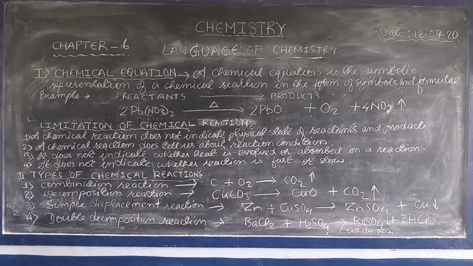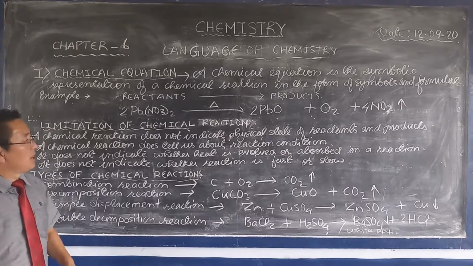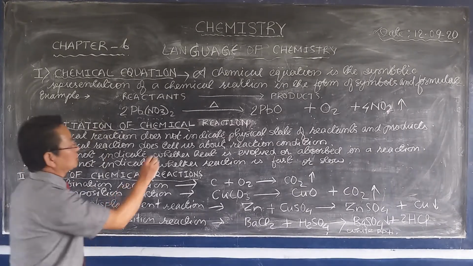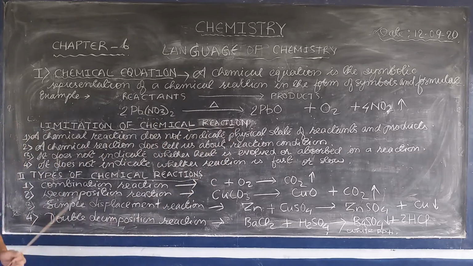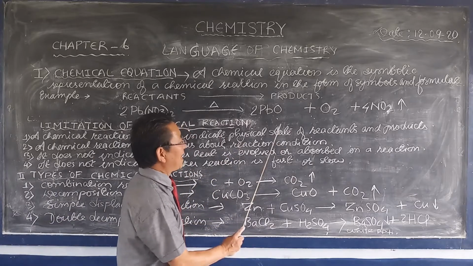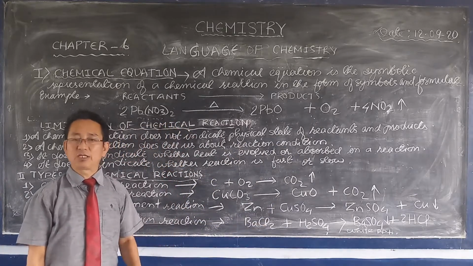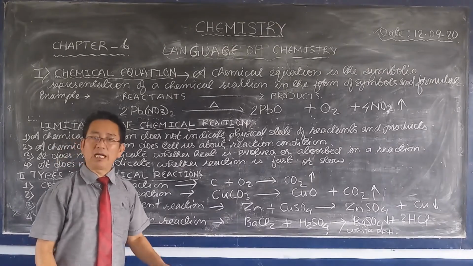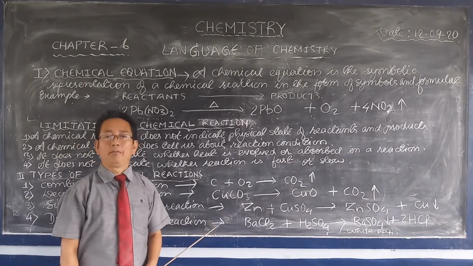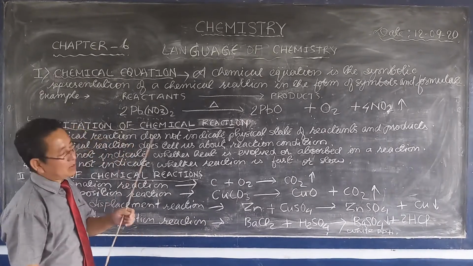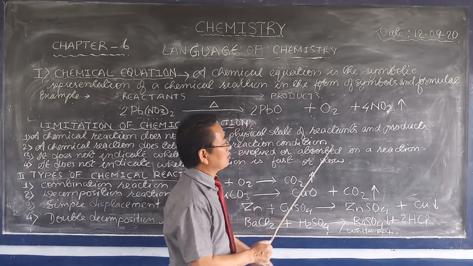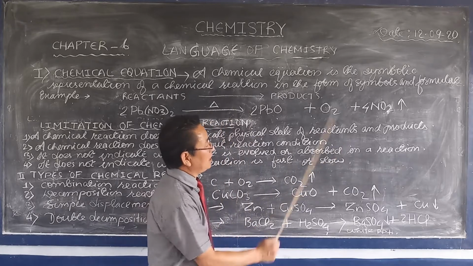So we learn balancing the equation by trial and error. Now next, limitations of a chemical equation. A chemical equation does not indicate the physical state of the reactants and the products. You know the physical states of matter: solid, liquid and gas. These are the three physical states of matter. So a chemical equation does not show the physical state of the reactants and the products.